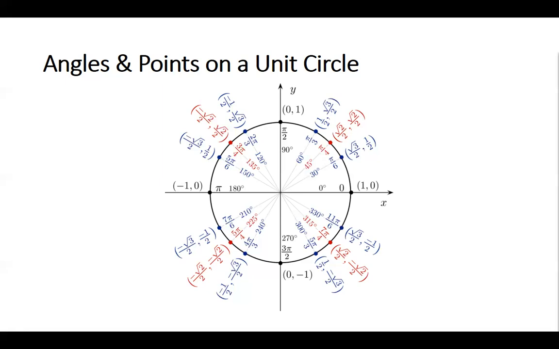Sorry, I got myself out of my loop here. So 240 is 8 pi over 6, 270, 9 pi over 6, 300, 10 pi over 6, 330, 11 pi over 6, and 360, 12 pi over 6. So I can just work my way through those.